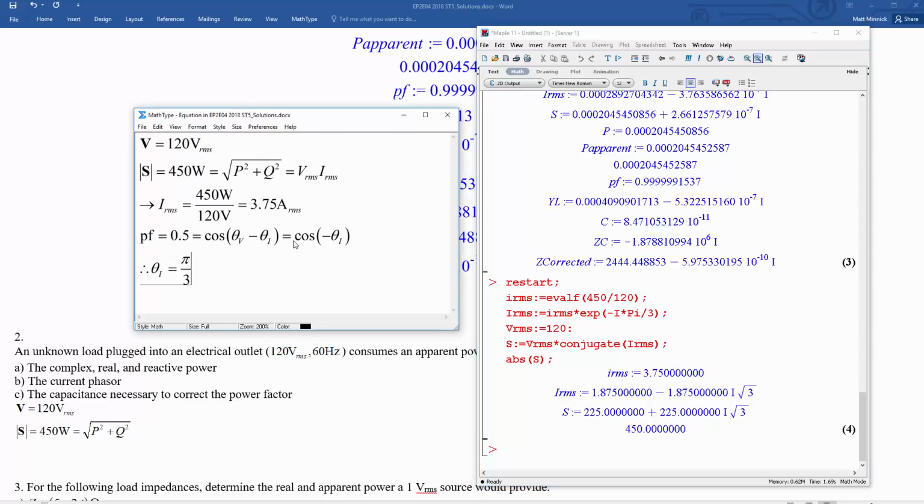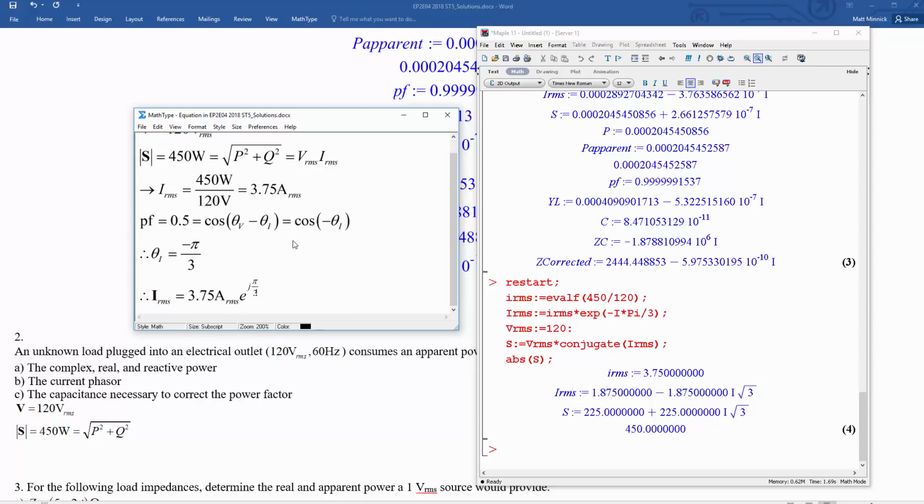Okay, so we could say I RMS is equal to 3.75 amps RMS times, I guess we needed the negative pi by 3, e to the negative j pi by 3. Great. Okay, so there is our current phasor.